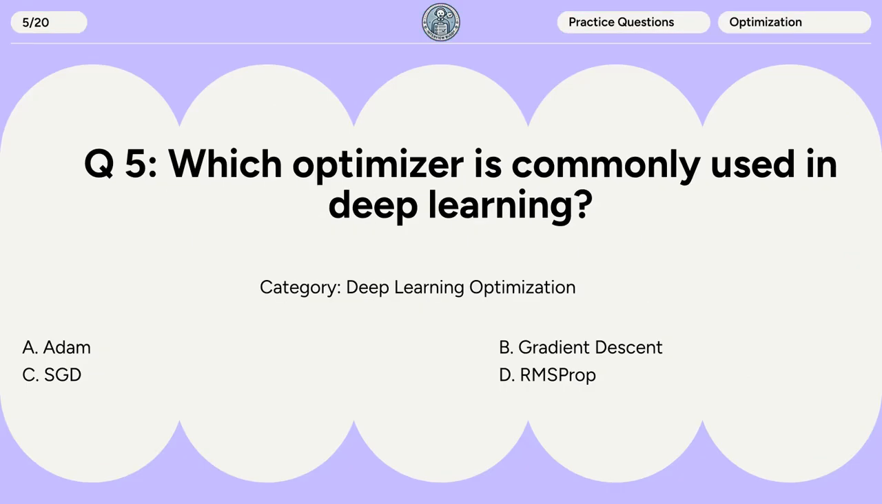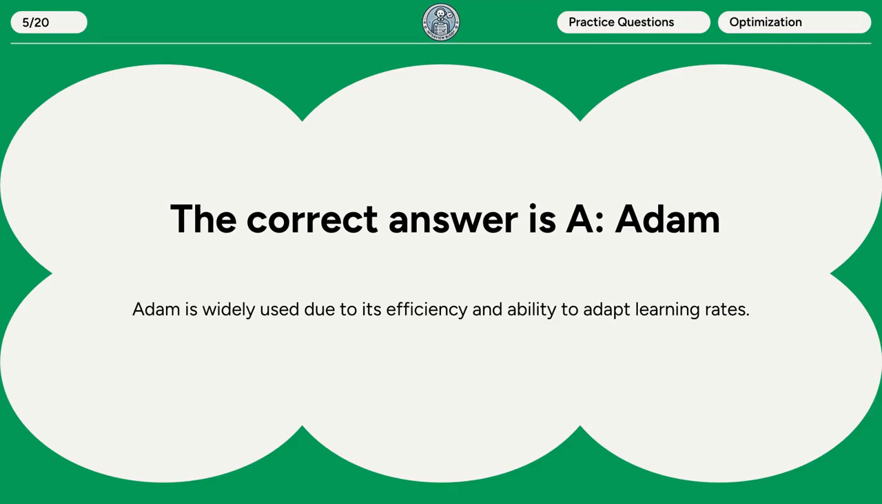Question 5. Which optimizer is commonly used in deep learning? A. ADAM. B. Gradient descent. C. SGD. D. RMSProp. The correct answer is A. ADAM. ADAM is widely used due to its efficiency and ability to adapt learning rates.